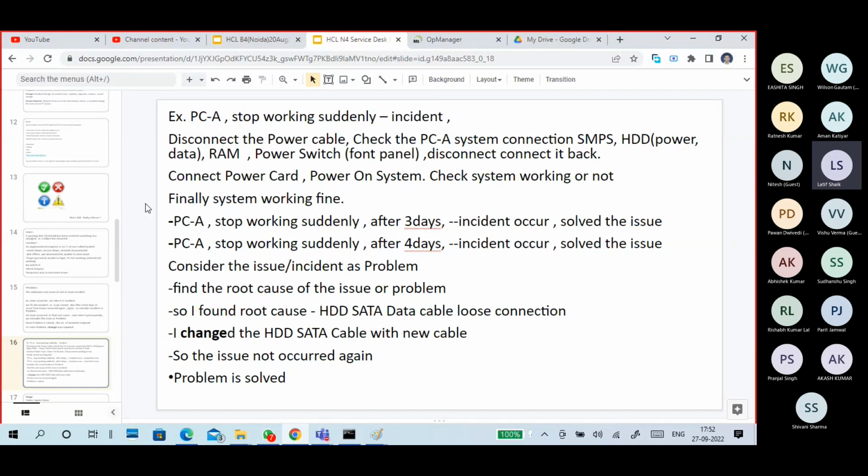We are doing all seriously practical installation, servers, clients, and all. The person who is sitting there will tell me, sir, system not working. Then incident, right? It stopped working suddenly. Incident. So I went there and removed all the power connections.